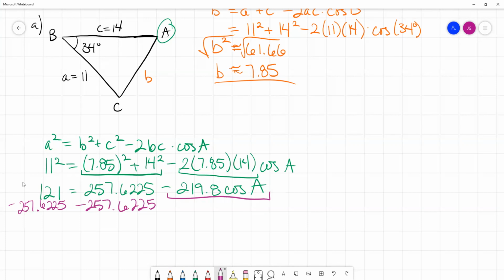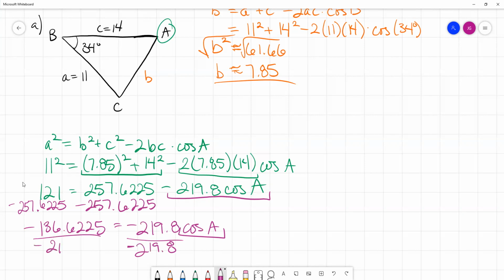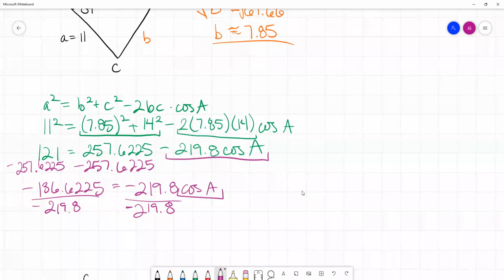So we'll do 121 minus 257.6225, and we get negative 136.6225 is equal to negative 219.8 cosine of A. Now I want to get this cosine of A alone. So here I can divide both sides by negative 219.8.